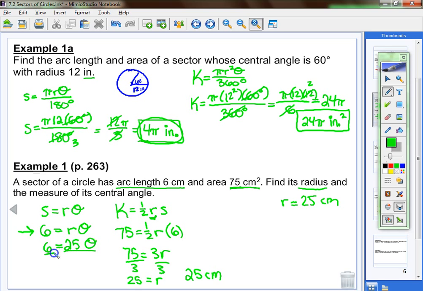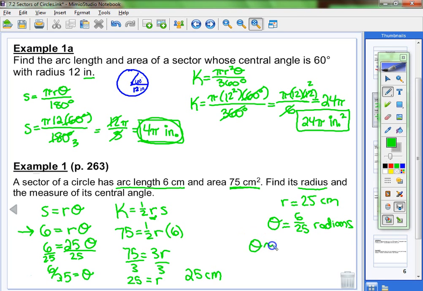If we divide both sides by 25, we get 6/25 equals theta. And if we are measuring in radians, we can leave it as that. Theta equals 6/25 radians. If we were measuring in degrees, we would need to use the other formula, but we're going to leave this one as radians. We could change it to a decimal if we want. We could say that theta is approximately equal to 0.24 radians.